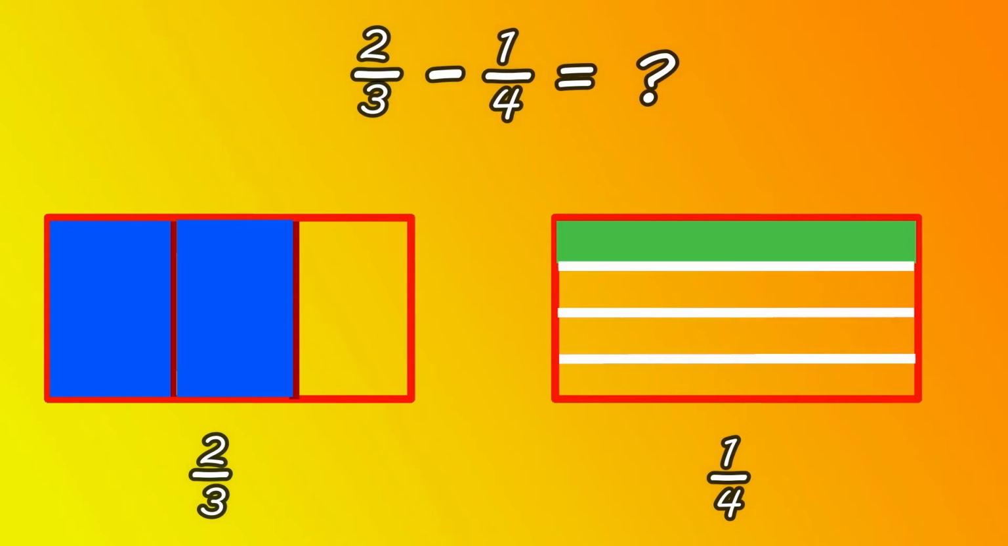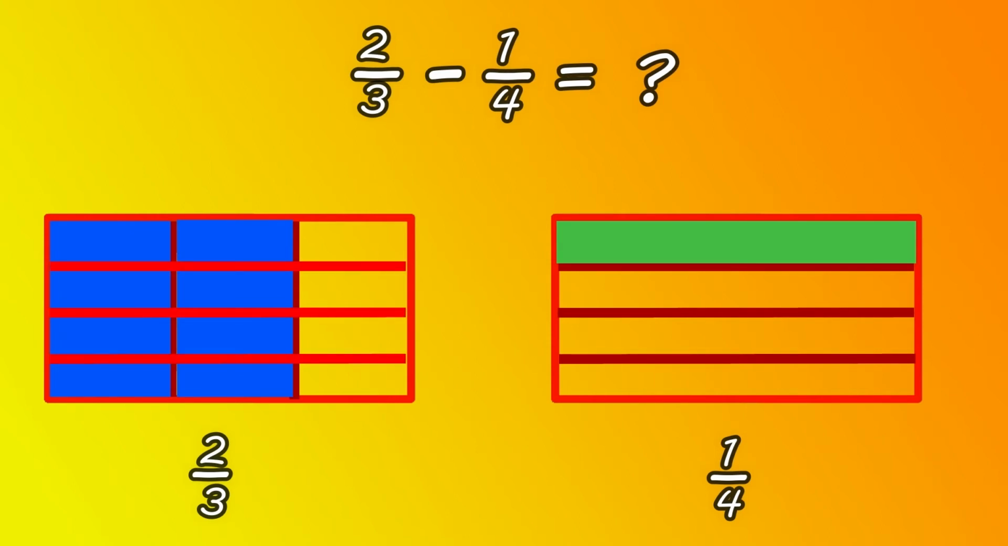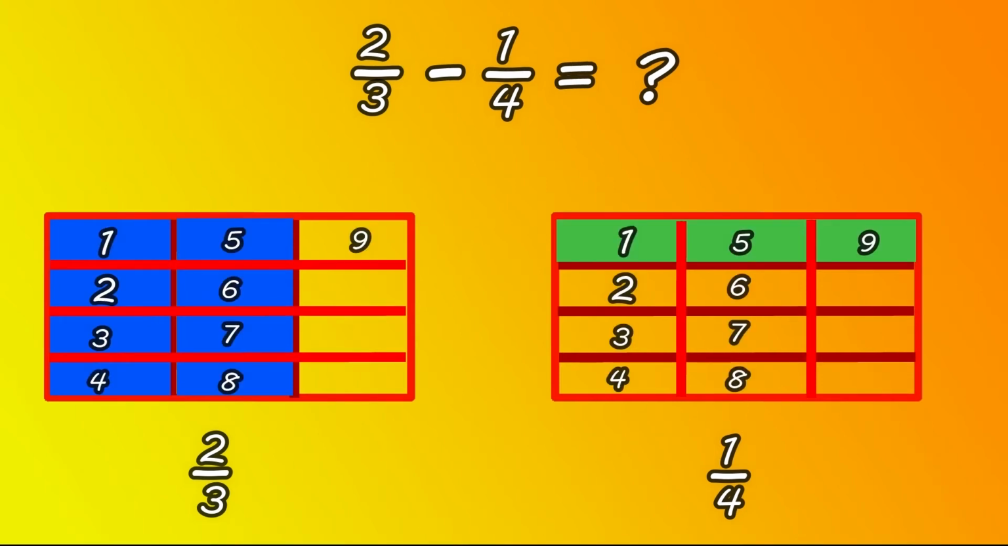First, I will draw 3 horizontal lines on the rectangle which was divided vertically into thirds. Then, I will draw 2 vertical lines on the rectangle which was divided equally into fourths. Look! The two fractions now are divided into the same number of parts. Both fractions have 12 parts.